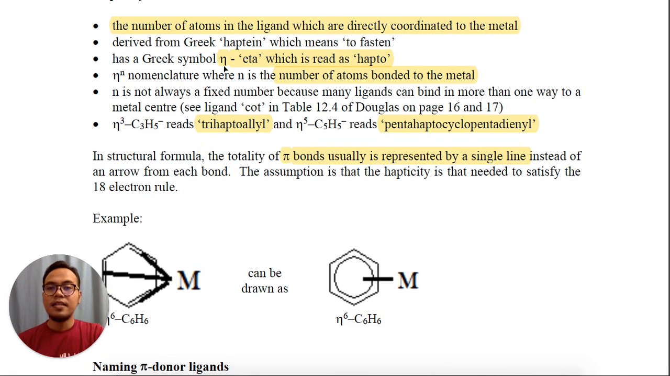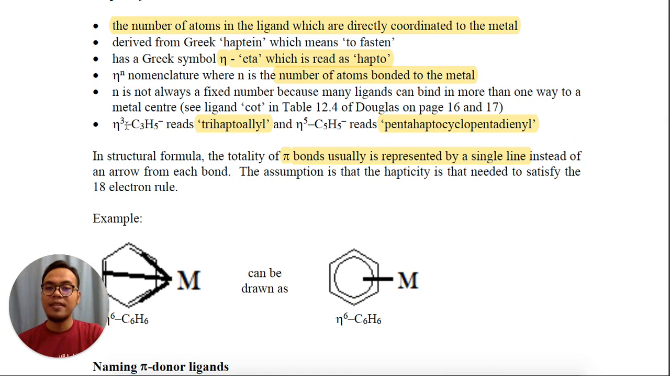And then this is the symbol, this is an eta symbol, but it is read as hapto. So for example, I have the hapto n nomenclature. So n is the number of atoms bonded to the metal. So it is always indicated by the n number. But n is not always fixed. It depends. Because certain ligands will have different ways of coordinating themselves to your metal.